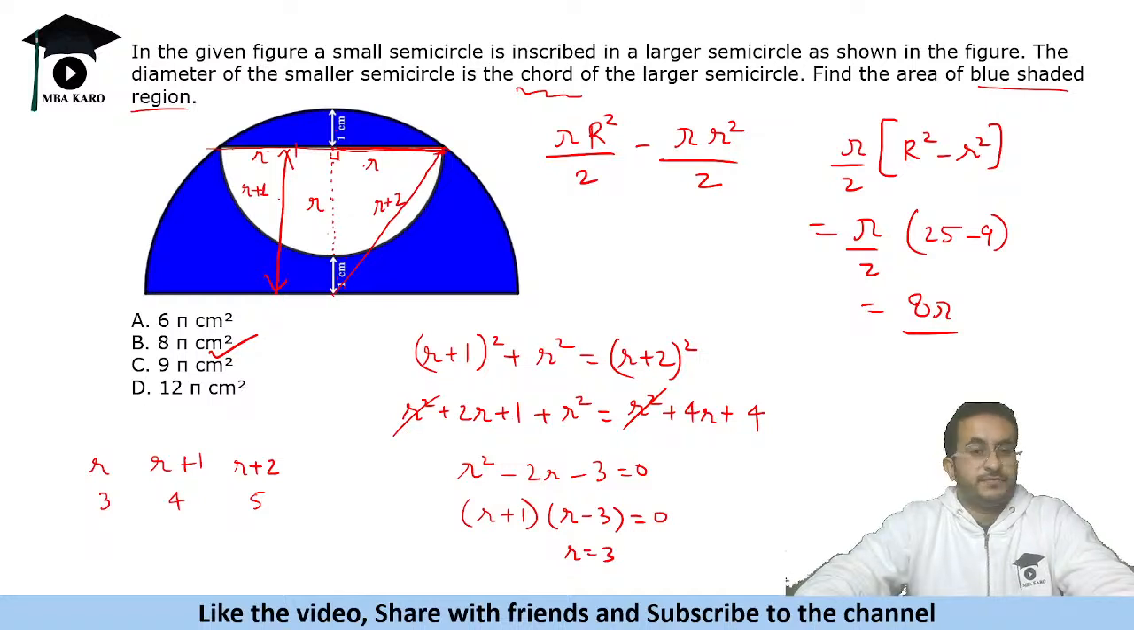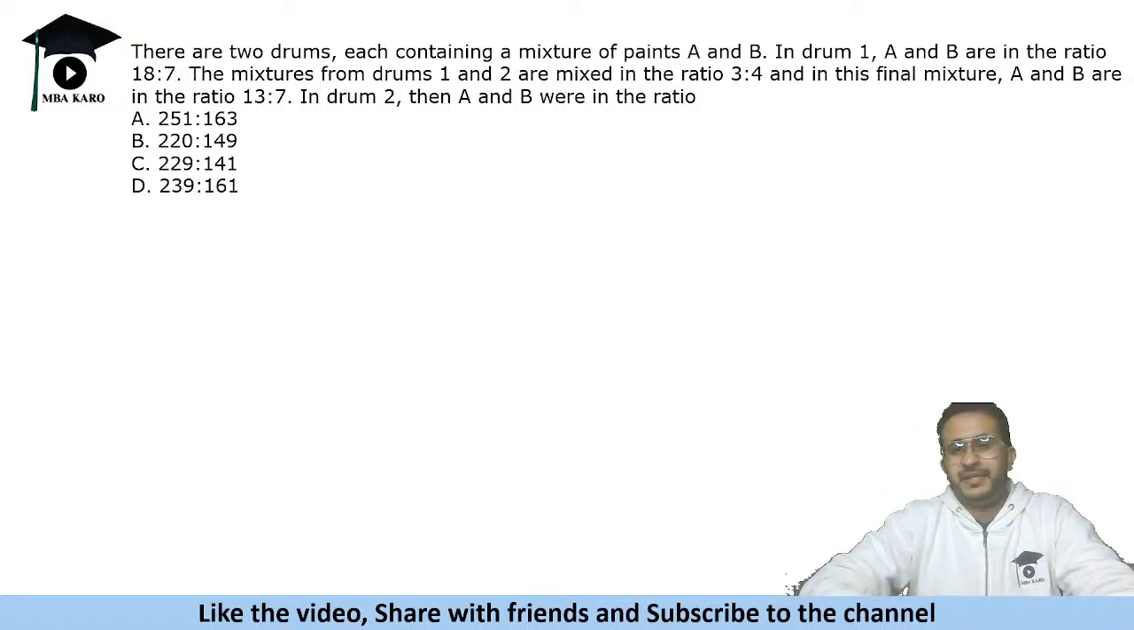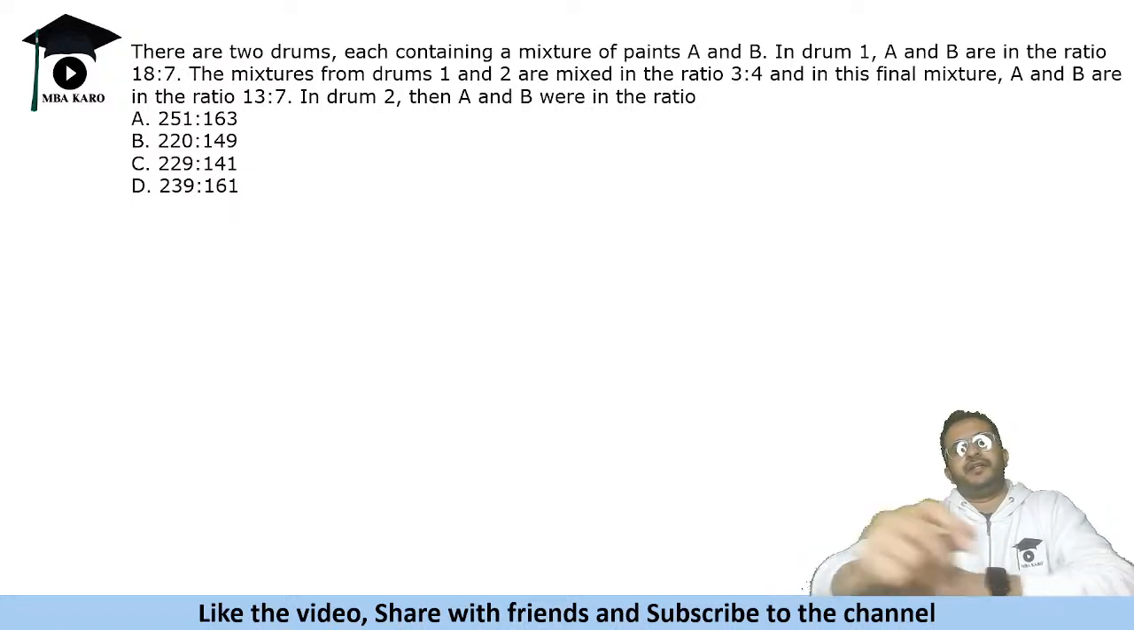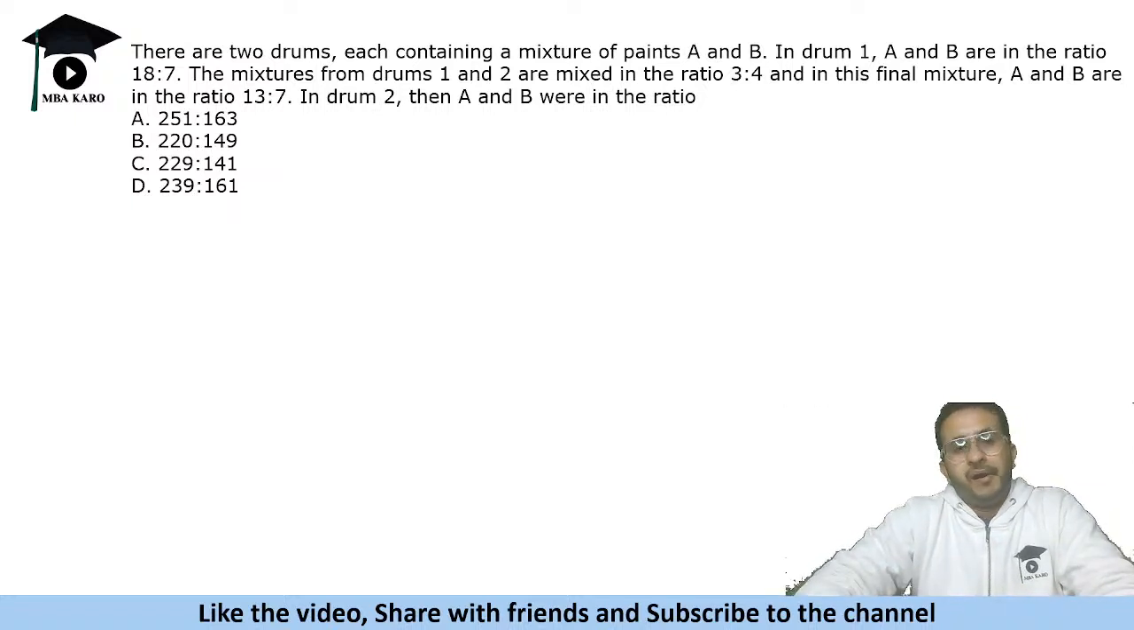All right, let's move on to the next question. There are two drums, each containing a mixture of paint A and B. In drum 1, A and B are in the ratio 18 ratio 7. The mixtures from drum 1 and 2 are mixed in the ratio 3 ratio 4. And in this final mixture, A and B are in the ratio 13 ratio 7. In drum 2, A and B were in what ratio?